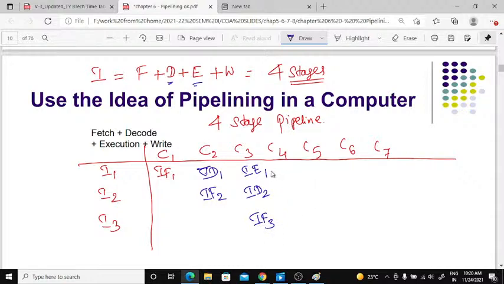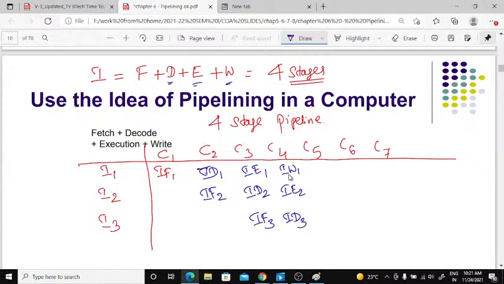Now during clock cycle 4, what is the last, fourth stage? Write result. The first instruction is in the write stage, and at the same clock cycle, the second instruction goes to the instruction execution stage. The third instruction will go to the decoding stage.